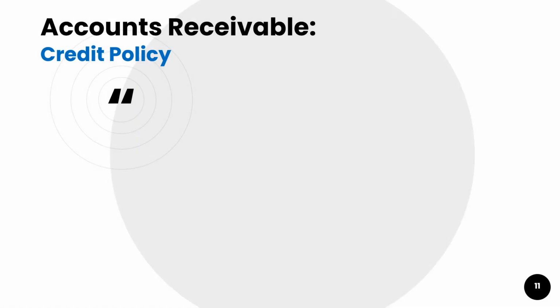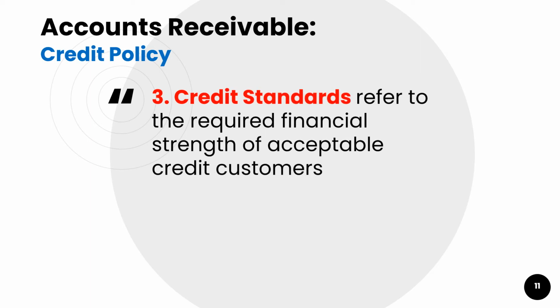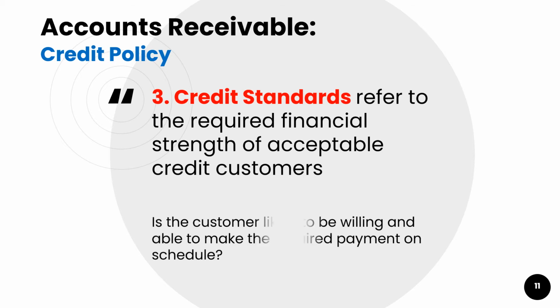Moving on to the third variable, credit standards refer to the required financial strength of acceptable credit customers. For business customers, tools such as debt and interest coverage ratios are used to gauge financial strength. For individual customers, credit scores from credit rating agencies are used. In all this, the key question is: is the customer likely to be willing and able to make the required payment on schedule?